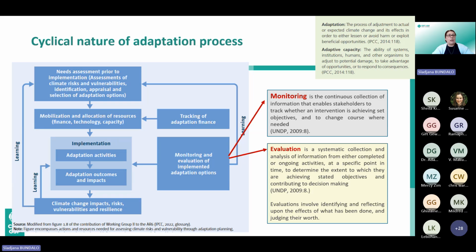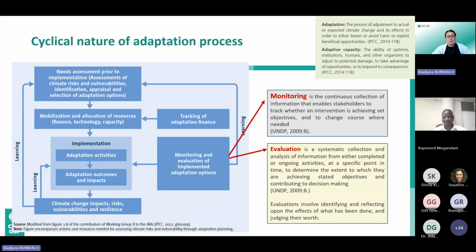So within this adaptation process, which is cyclical in nature, we have a very important step, which is the learning process. So both monitoring and evaluation provide you information that you learn from. This is the critical part of the adaptation cycle, since by learning from what we do, we can refine and adjust our approaches, scale up some successful interventions, and also avoid repeating mistakes and not so successful activities.